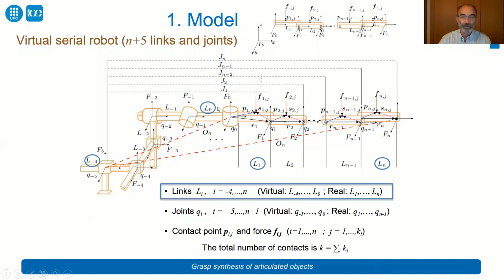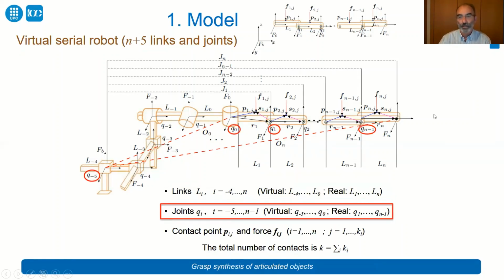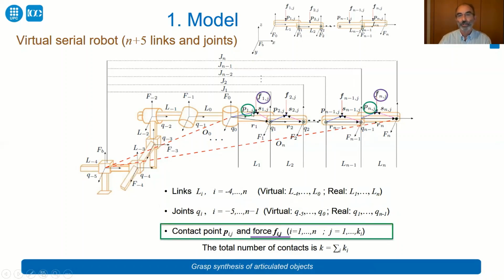So we have the links, and from link -4 to link 0 are virtual links. They do not exist in reality. And from link 1 to n are the links of the real object. Something similar happens with the joints. From joint -5 to joint 0 are virtual joints. And from joint 1 to n-1 are the joints of the real object. And of course, the contact points will be located on the real object. It makes no sense to consider points of a part of the robot that does not exist in reality. And on these points, we will apply different forces.